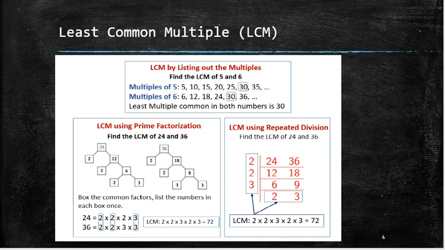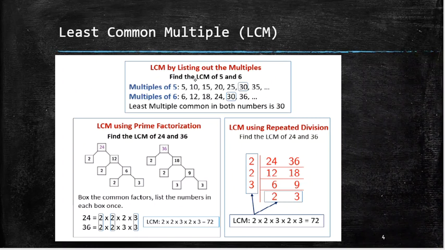One of the best ways of finding the order of permutations is by using the least common multiple, or as we call it, LCM. Here are three ways on how to find LCM. We start with the first one, LCM by listing out the multiples.